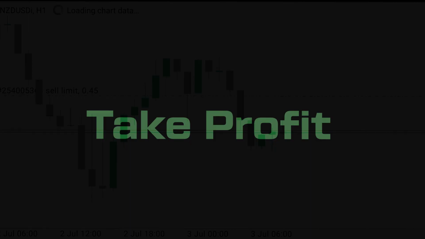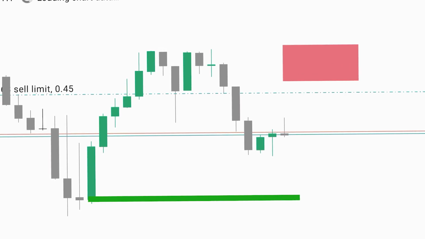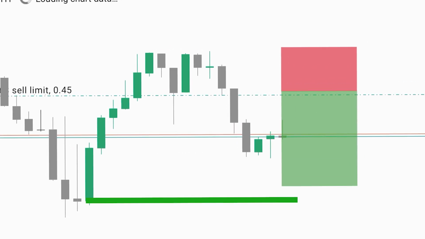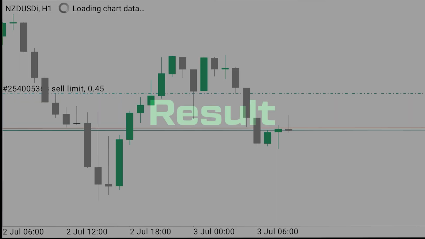And now let's talk about our target or take profit. For my take profit, I set the target right at this zone. And it's about risk 1 to reward 8 or above. That's it for now, and later, I will show you the result after some market moves.